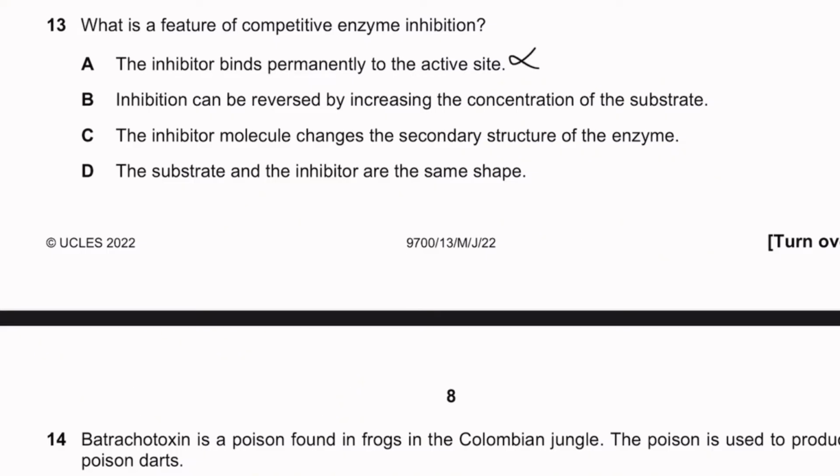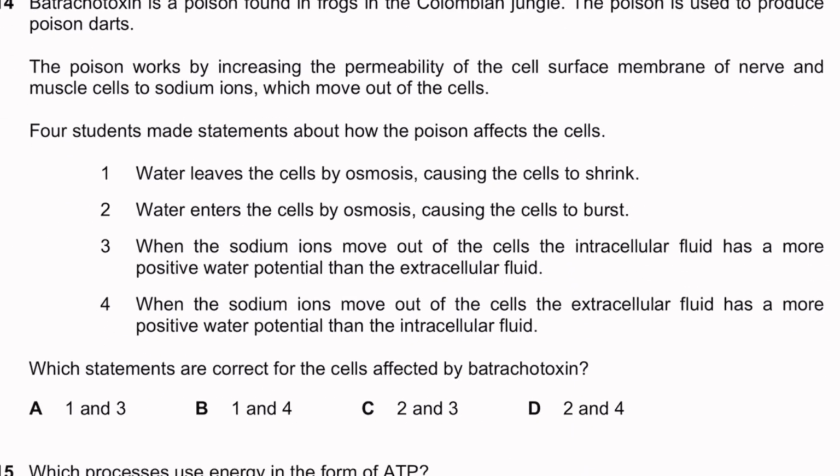Inhibition can be reversed by increasing the concentration of substrate. Actually, it's true. When you increase the concentration of substrate, the effect of the inhibition does decrease. The inhibitor molecule changes the secondary structure of the enzyme. It doesn't. The substrate and the inhibitor are the same shape. Okay, so no, they're not the same shape. They have similar shape, and that's why it's able to bind to the active site. So I'd say C and D are wrong, and B would be my answer.